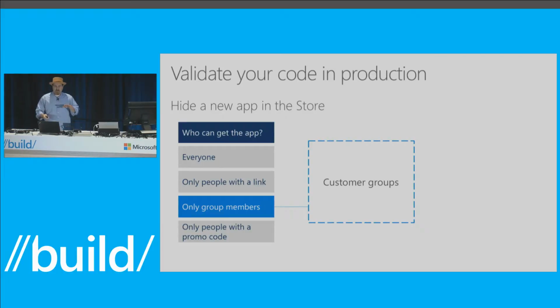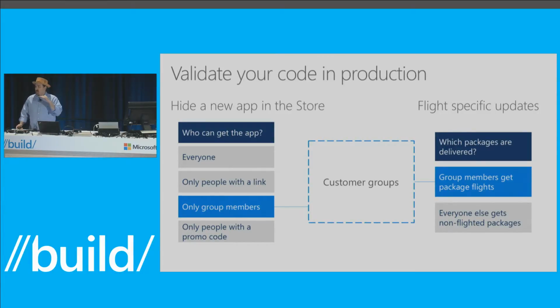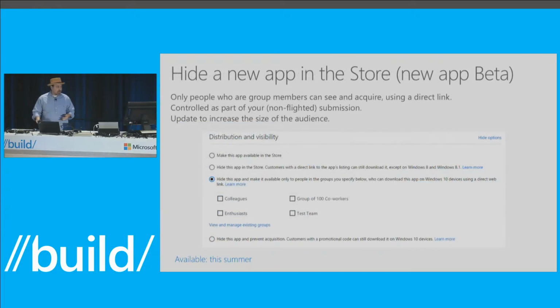With the introduction of our customer grouping, we go and make this even better. You can only see the app if you're in the group. Even if the direct link leaks, only people who are in the group can see it and get it. That's the first question. The second question is, once I acquire the app, what packages do I get? Every app in the store has a set of packages that is my experience in the store. With customer groups, you can send specific packages to specific customers.